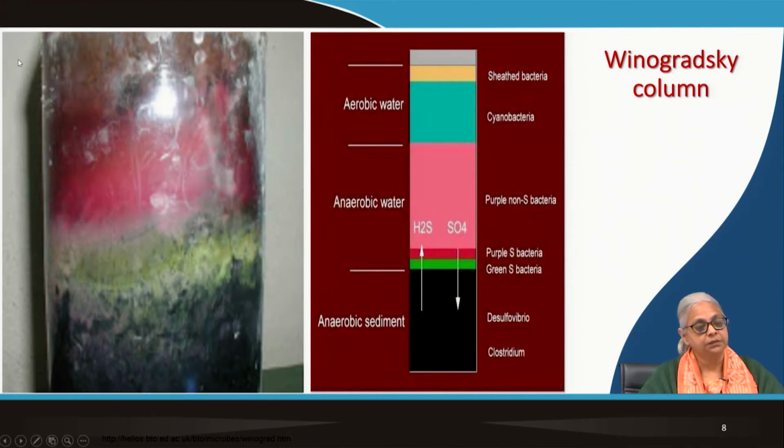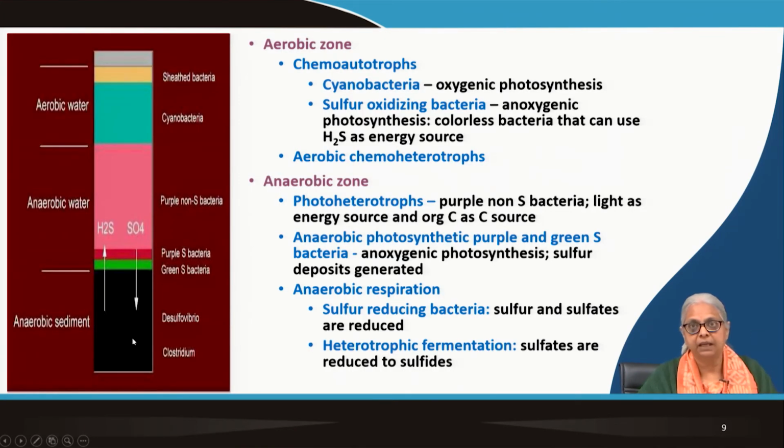So you can see the colors. The normal bacteria at the top are aerobic photoheterotrophs. As you go further down, you get purple non-sulfur bacteria, purple sulfur bacteria, and green sulfur bacteria, and you can see the colors. And as you go further down, you get completely black colored sediment because of the anaerobic nature of the material. So you have anaerobic photosynthetic purple and green sulfur bacteria.